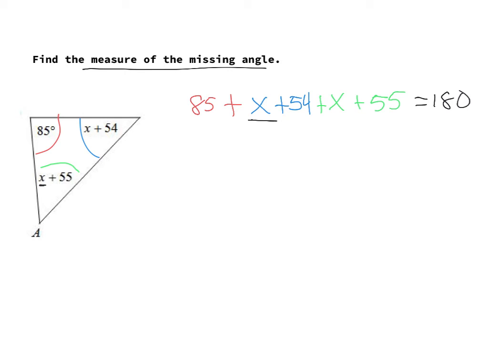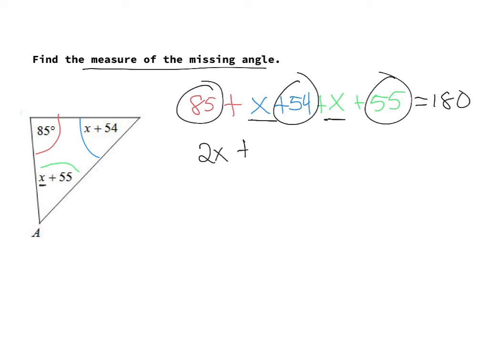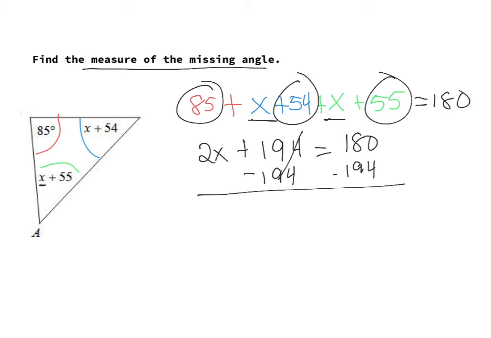So I'm going to combine like terms. I have x plus x, which is 2x. 85 plus 54 plus 55 is going to give me 194, equals 180. Now I'm going to subtract 194 from both sides. So I will have 2x is equal to negative 14. Divide by 2. So x will equal negative 7.